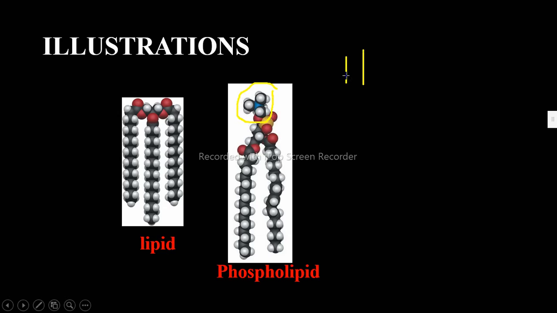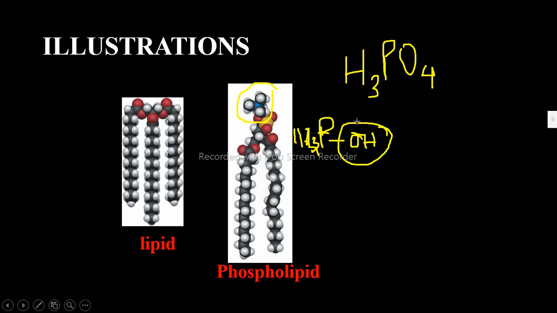And phosphoric acid, like I said, is H3PO4, whereby one of the OH bonds is going to condense with the OH on the glycerol to form a phosphodiester bond, which is going to hold this phosphoric acid to form a phospholipid. Not so?